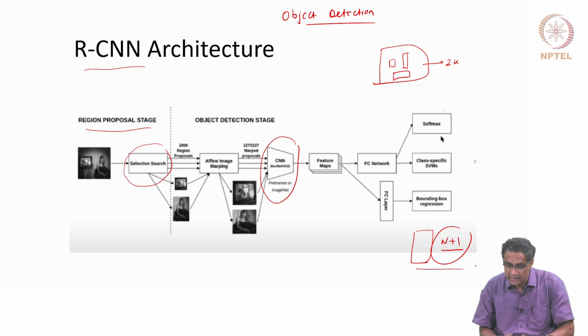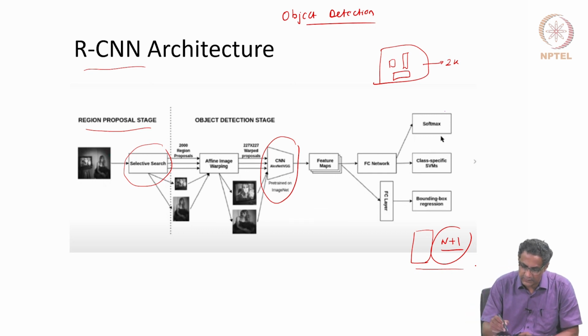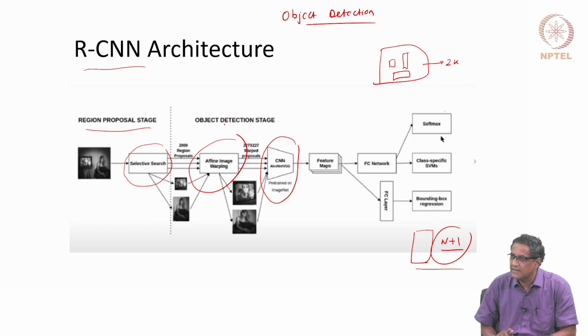The entire thing is trained. But to train, one of the things we realize is that a CNN, along with the fully connected network, expects a fixed size input, which is typically 227 cross 227. That is why you have a warping stage here, a warping function.